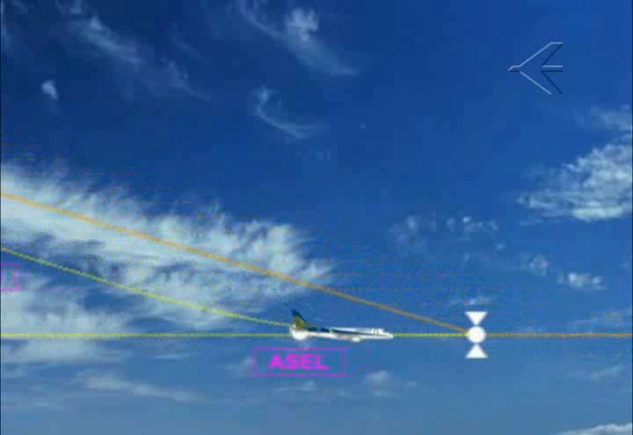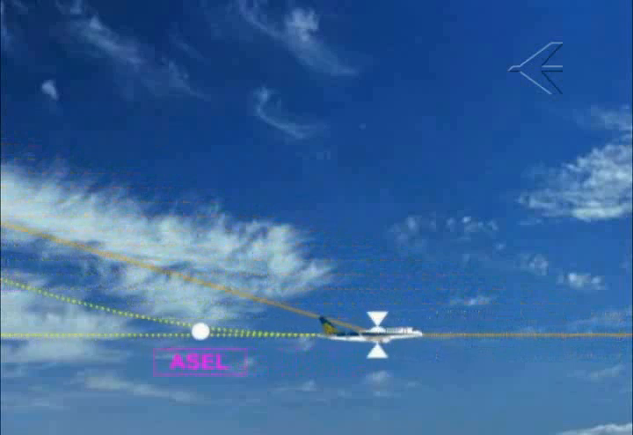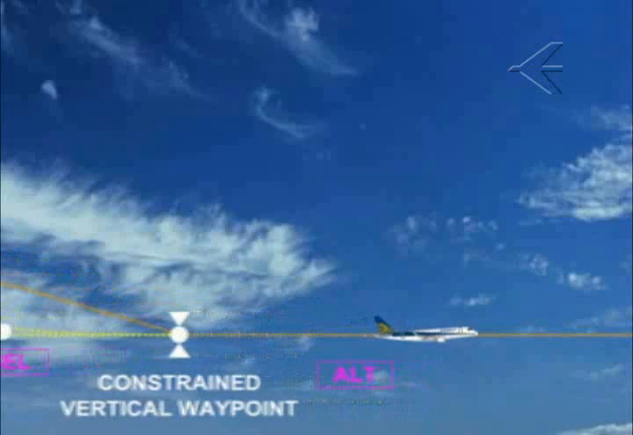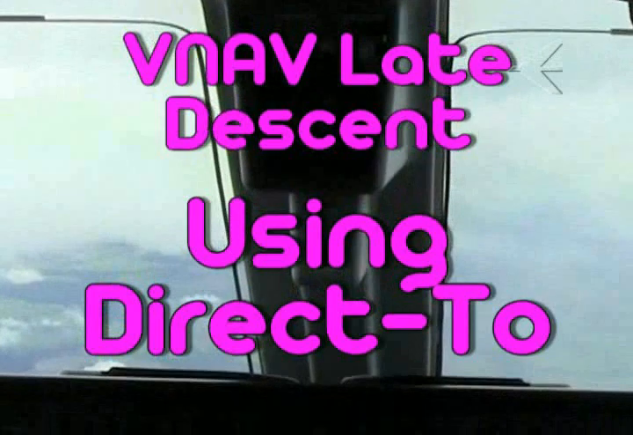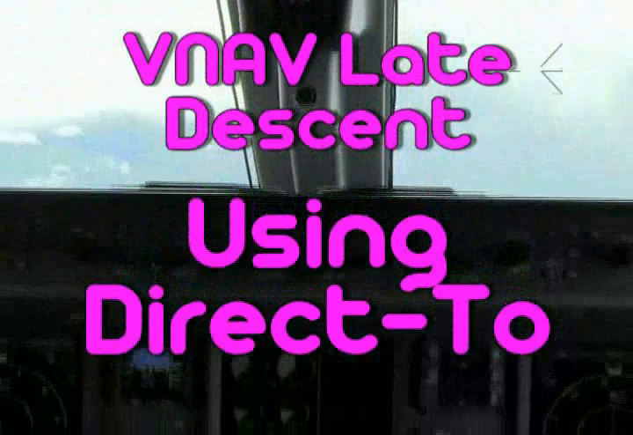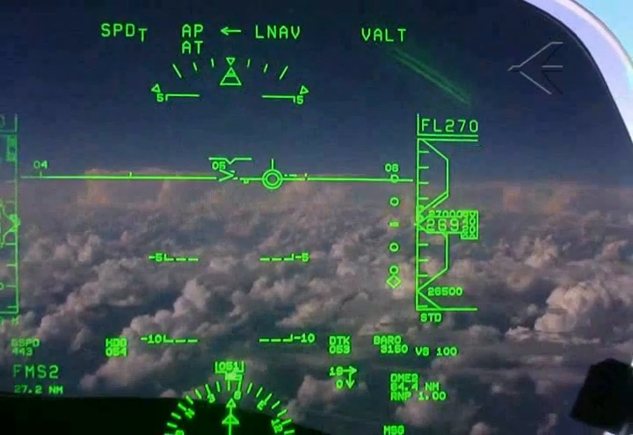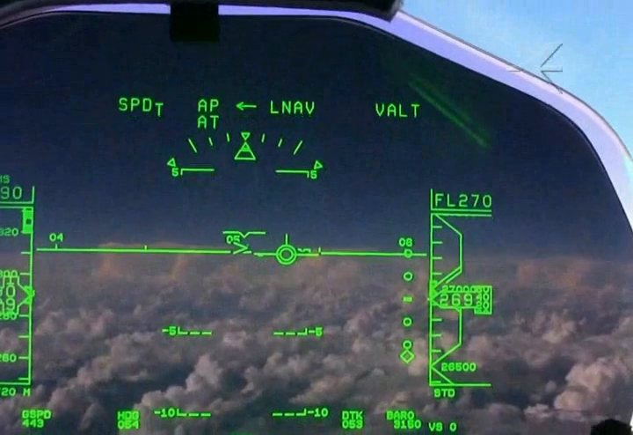The flight guidance computer does a normal level-off, switching from path to ASL to ALT. VNAV late descent using direct-to. In this scenario, descent clearance is not received before the TOD is reached.